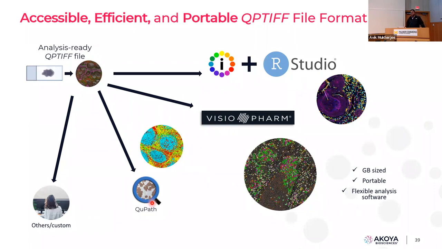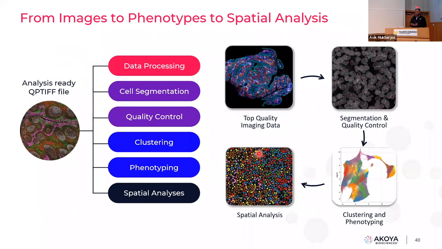You can use the open source platform. You can use your own home-cooked platform. You can use a cloud-based platform like Enable Medicine or a subscription-based platform like Visiopharm. You have the flexibility to use what you want so that you can do your data processing, cell segmentation, quality control, then do a clustering, create a UMAP or a t-SNE. If you're from the world of genomics, you know t-SNEs and UMAPs better.